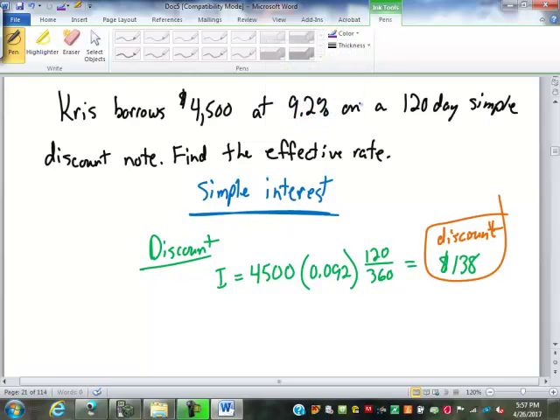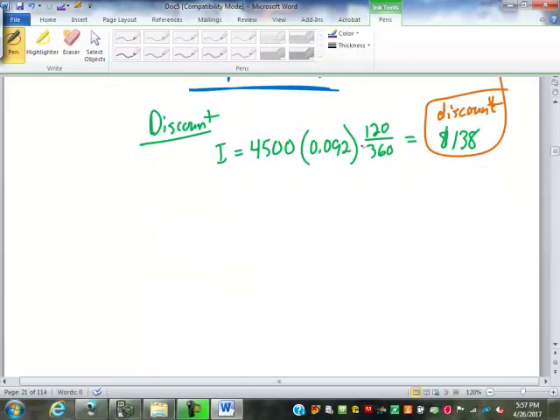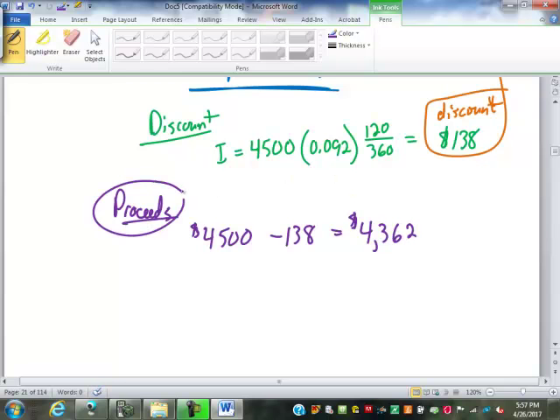What do we do with that discount? Subtract it from the 4,500. Perfect. We subtract it from the $4,500, which is going to give us $4,362. And that's what's called the proceeds.